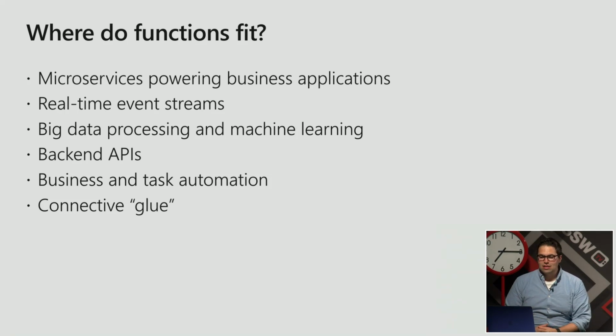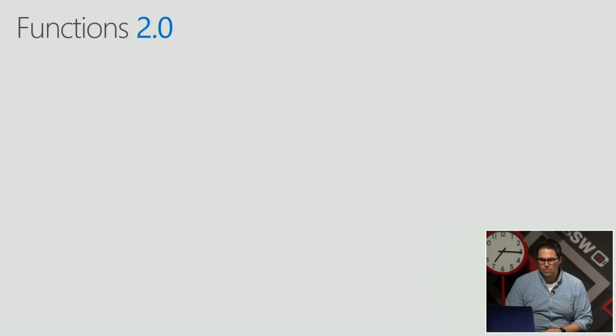Back-end APIs, business automation, and glue. You'll very often hear Functions talked about as the cloud glue. Hey, I have Cosmos DB, I have SQL, maybe I have SAP. How do I get these things to talk to each other? That's where I can throw in some Logic Apps, I can throw in some functions, and get everything to play nice.